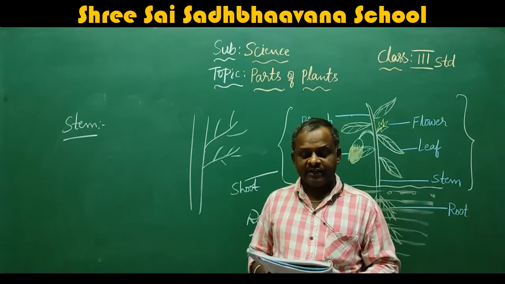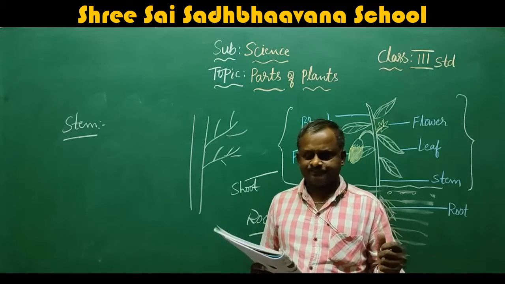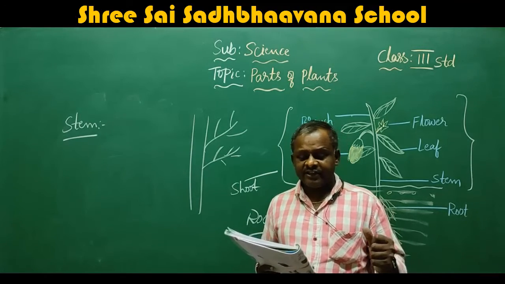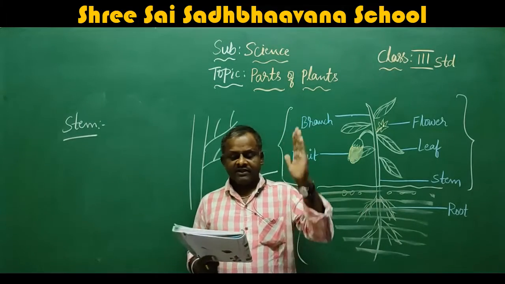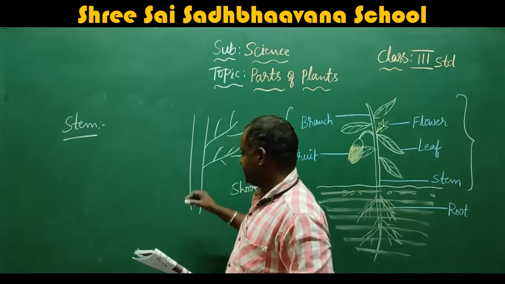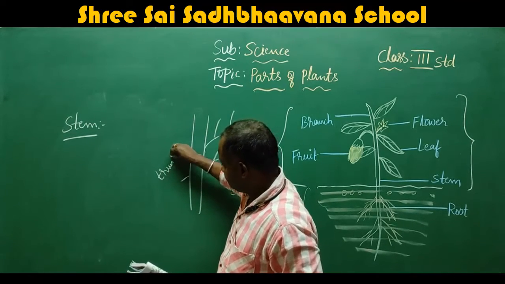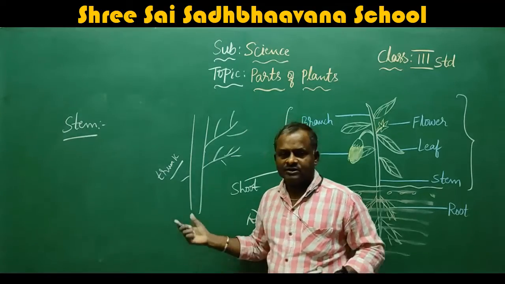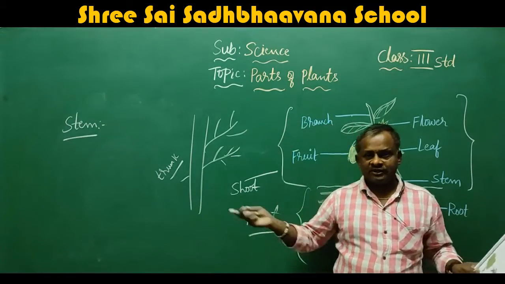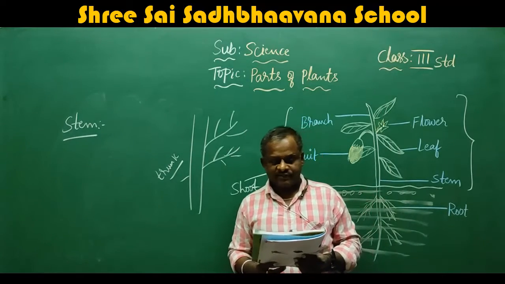The stem of the neem and coconut trees are hard, strong and woody. They are very strong. They keep the trees upright. Such a type of stem is known as a trunk. It looks like the trunk of an elephant, so it is called a trunk. That means very big stems.